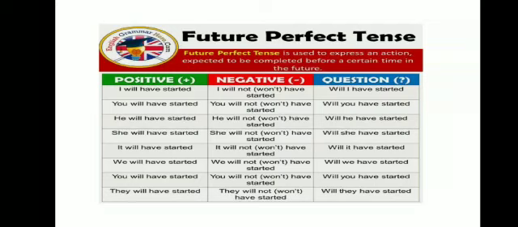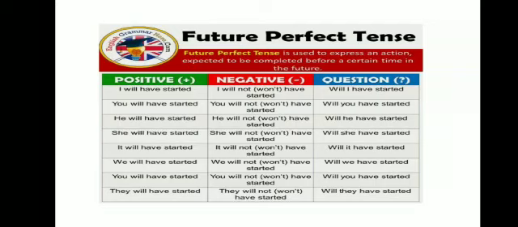Now negative. In negative we will put not in between will have and between shall have. Like subject plus will not have, shall not have and then the third form of verb and then object. You will not have started. He will not have started. I shall not have started. Okay. We will put not in between.